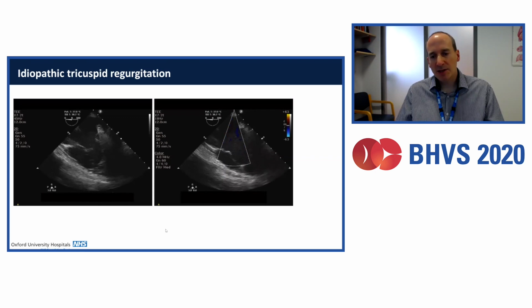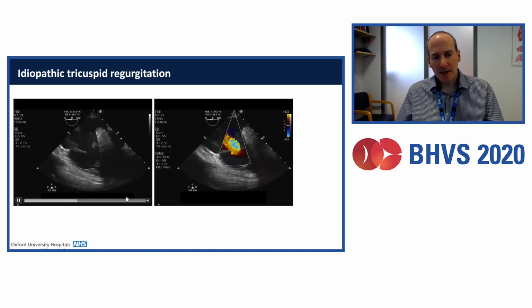So we do see these patients. I wouldn't say they are common, but if you can find no other pathology on the scan apart from a dilated right atrium and severe TR, it's worth questioning whether this is AF related.